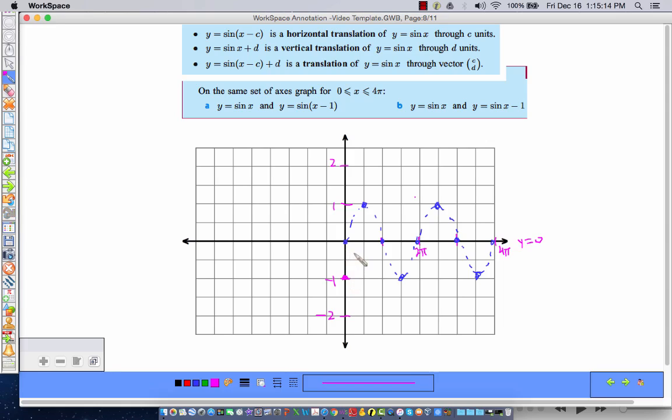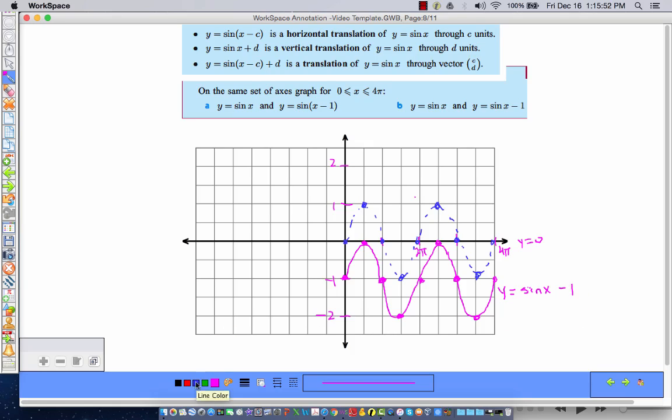Down 1, down 1. Let's see, down 1, down 1. Here we go again. I'm getting messed up because of the 2 units. Okay, here, here, here, and then here. Okay, so nice little points to use there. Okay, all right. So there we have it. That is, we've just moved every critical point down 1, y equals sine of x minus 1.